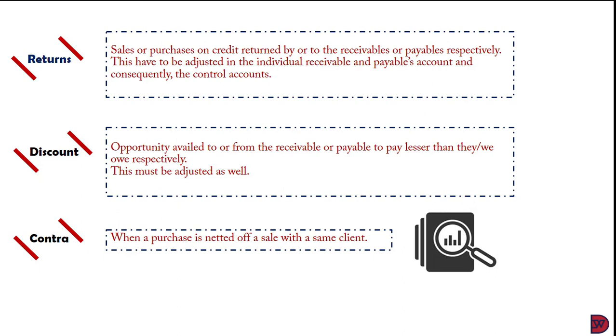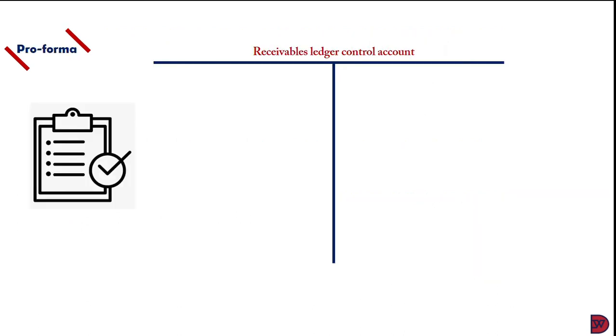So here, the control account helps to detect and fix errors from the credit sales and credit purchases in that the individual ledgers, the total of them, should be the same as the total of the control account. If it differs, it means there is an error present which should be unearthed and rectified. So let's look at the pro forma for the receivables ledger control account.